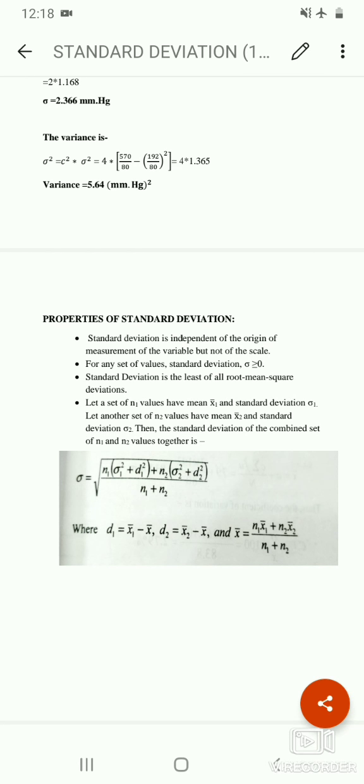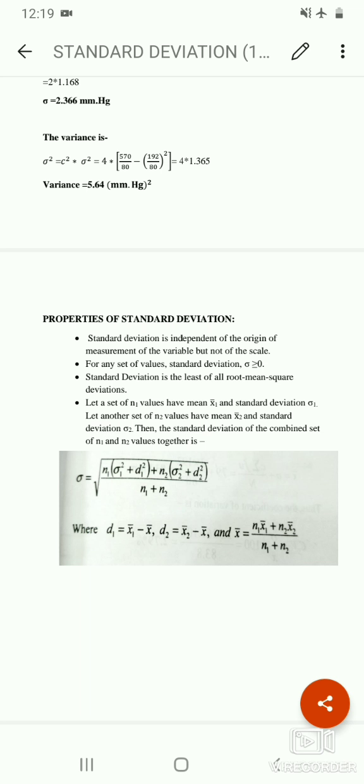So in the previous video we had seen about standard deviation and also we had seen two properties of standard deviation. So in today's video we will see another important property of standard deviation. Also we will see an important concept, that is coefficient of variation, and we will see problems related to coefficient of variation. So now let us see the property of standard deviation.